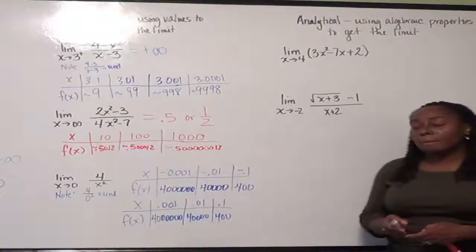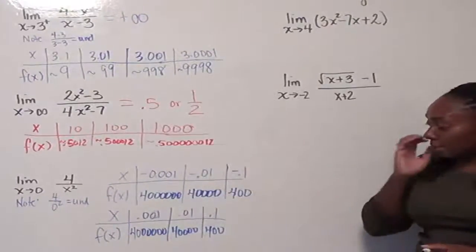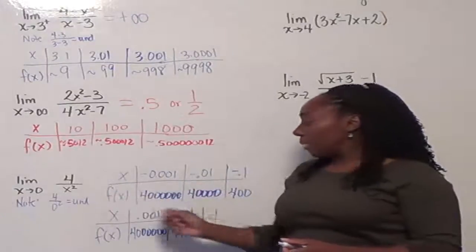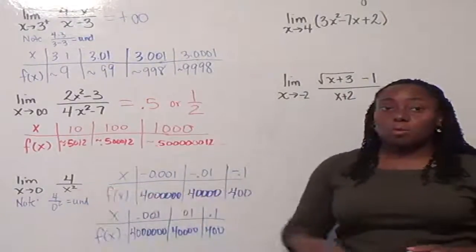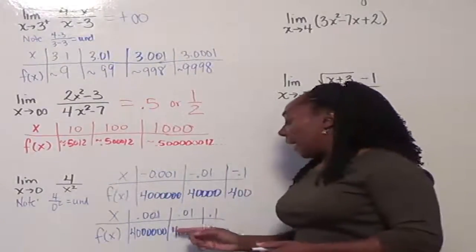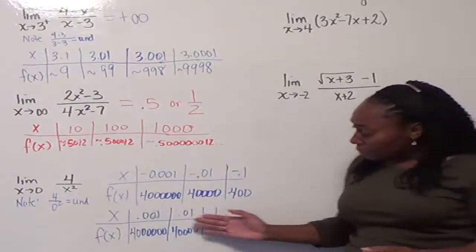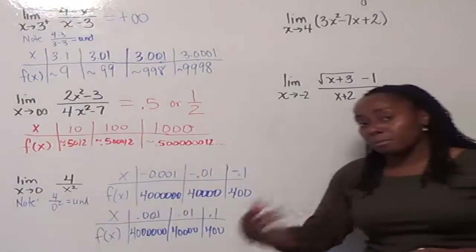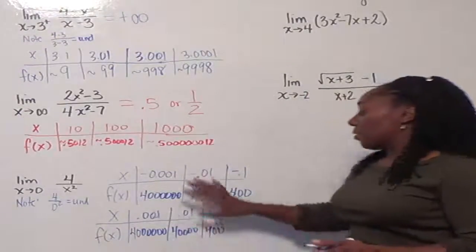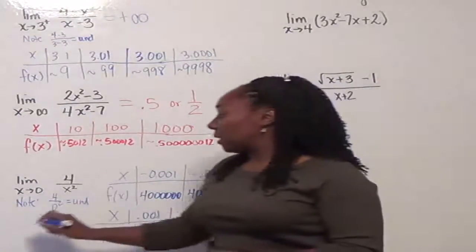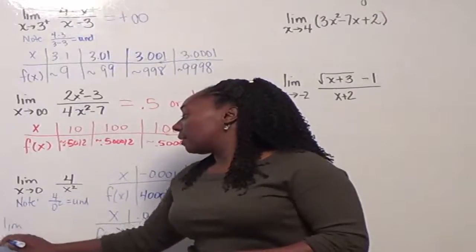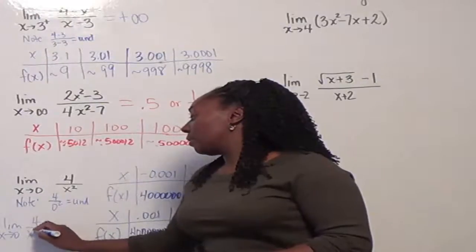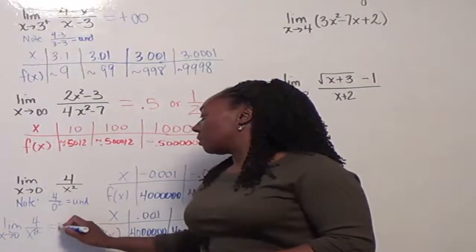Okay? So again, if I'm looking at these tables, what this is telling me is as I get closer to 0, my numbers here are getting more and more positive and bigger, and as I'm moving to 0 in this table, again, my values are getting bigger and more positive. So here, this tells me my limit as x goes to 0 of 4 over x squared is going to go to positive infinity.